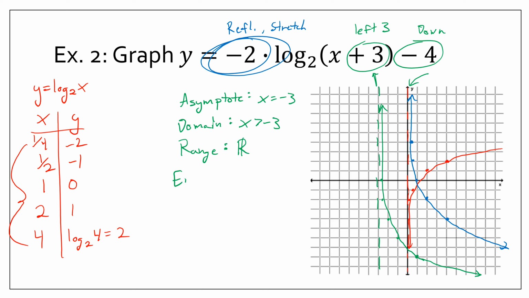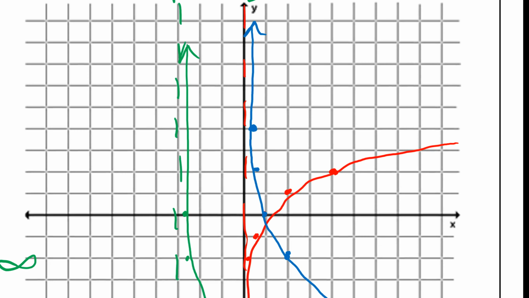Finally, let's do end behavior, or end be, as I'll abbreviate it. Okay, as x is going to the right, looks like y is going down, so y is going to -infinity. As x is going to the left, really it's approaching this -3 asymptote, and y is going off to +infinity.